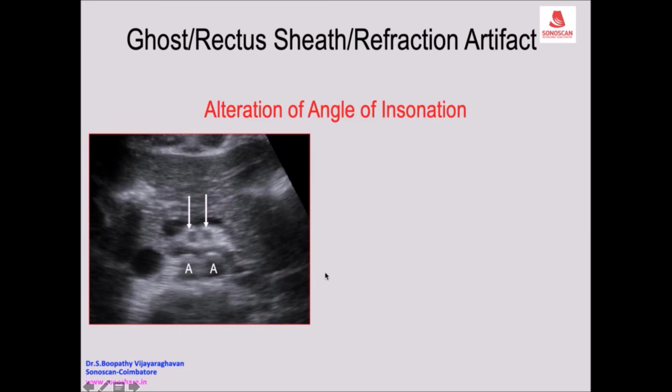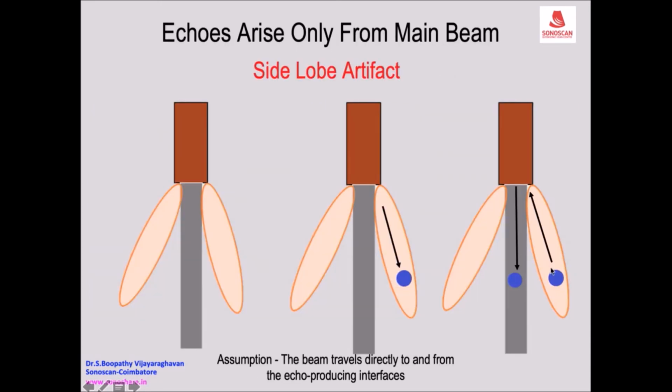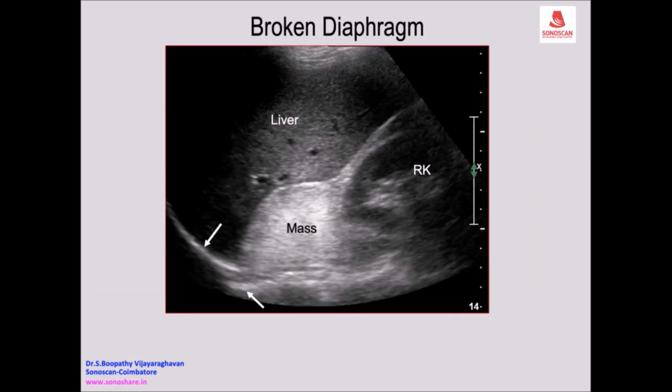How to prevent it? So this bowel gas produces this artifactual calculus here. So how does it produce? That is because of the side lobes. So that information it will put in the straight line within the beam. So that we will see the side lobes of the beam. It's called side lobe. The diaphragm will not be broken. So this is an artifact.